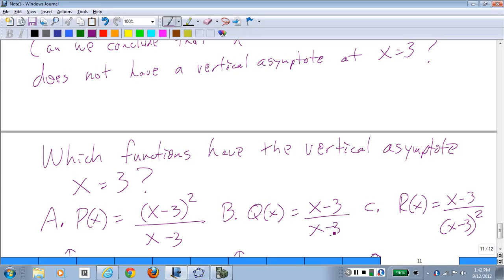What about x minus 3 over x minus 3? Divide out the x minus 3's. It's undefined at 3, but it's just 1. So it's a horizontal line with a little hole with an x coordinate of 3.